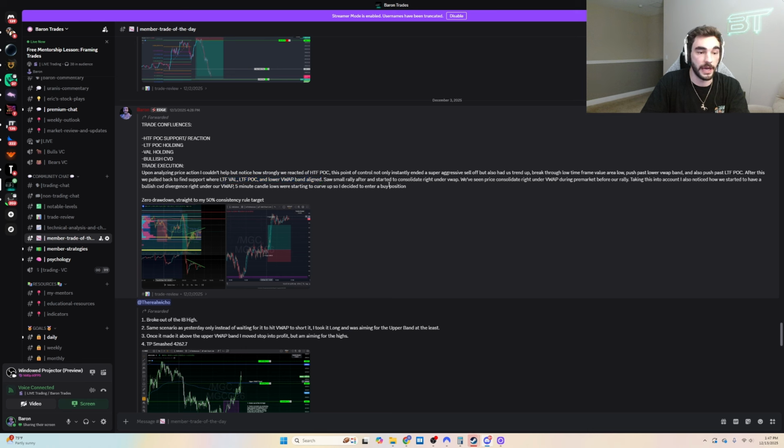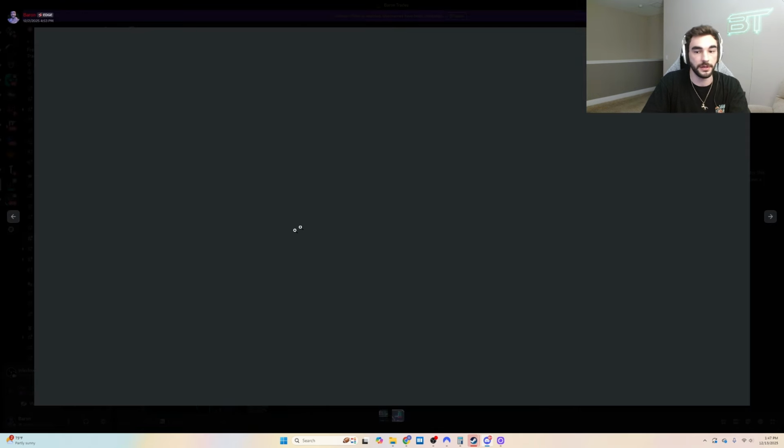Saw a small rally after and started to consolidate right under VWAP. We've seen price consolidate right under VWAP during pre-market before our rally. Taking into this account, I also noticed how we started to have a bullish CVD right under our VWAP. 5-minute candle lows were starting to curve up, so I decided to enter a buy position. Zero drawdown straight to my 50% consistency target rule.